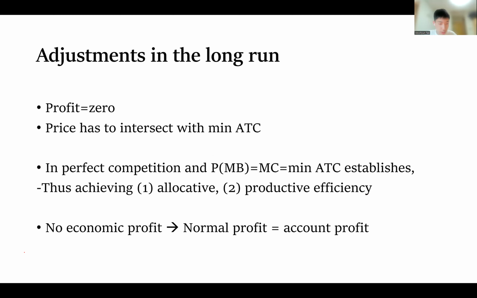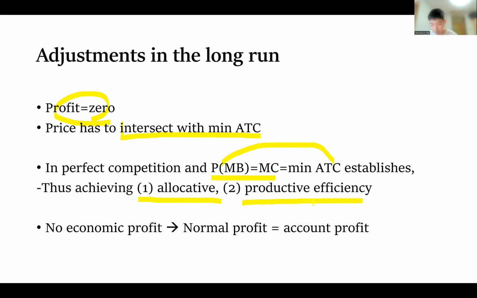Therefore, reminder, profit is zero in the long run, and price has to intersect with minimum ATC to fulfill productive efficiency because of economies of scale. And to sum up, P equals MC and P equals minimum ATC. Perfect competition achieves both allocative efficiency and productive efficiency. This is the only market structure that achieves both efficiencies. And there is no economic profit, zero, but it does not mean that the company earns $0. Considering all opportunity cost, it is not making profits.